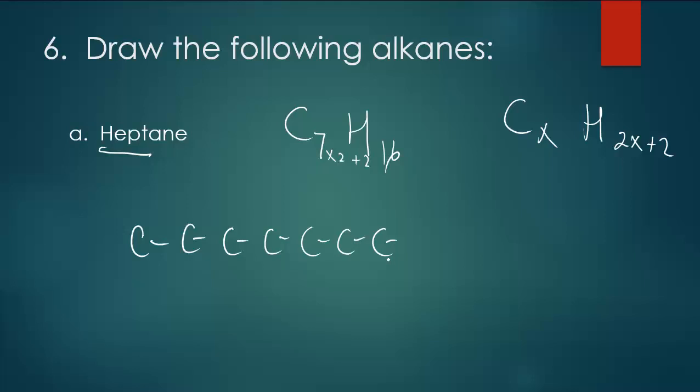So 1, 2, 3, 4. 1, 2, 3, 4. Each carbon gets 4 bonds. Are there 16? 1, 2, 3, 4, 5, 6, 7, 8, 9, 10, 11, 12, 13, 14, 15, 16. Yes. That is heptane.